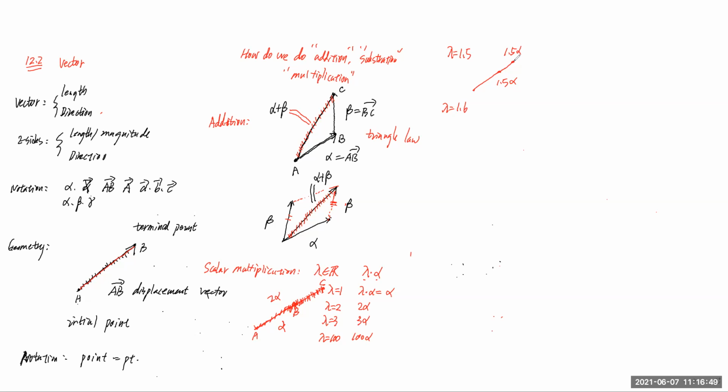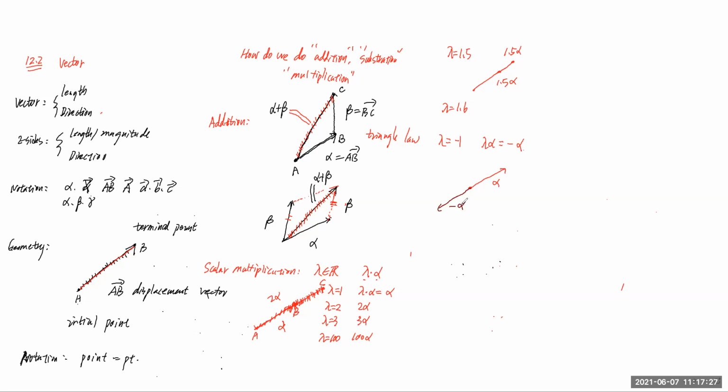Now for the special case: if lambda is negative 1, what will happen? Lambda alpha is negative alpha. What does this mean? First you have alpha. This is alpha. Negative alpha means that you change the direction. This is the starting point, and you just change the direction.